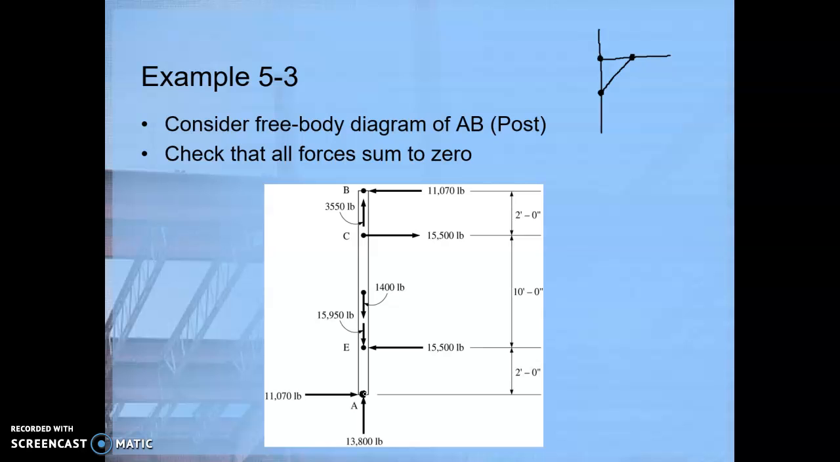When we first started our analysis, we found the reaction forces. We found that we had a 13,800 pound vertical reaction at A and 11,070 pound horizontal reaction. Up here at B, at the top of the post, we have an 11,070 pound reaction force to the left. So this force and this force, those reaction forces cancel each other out.